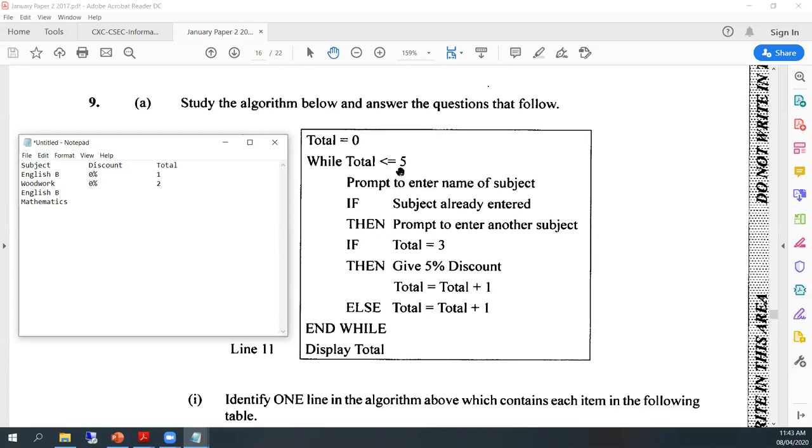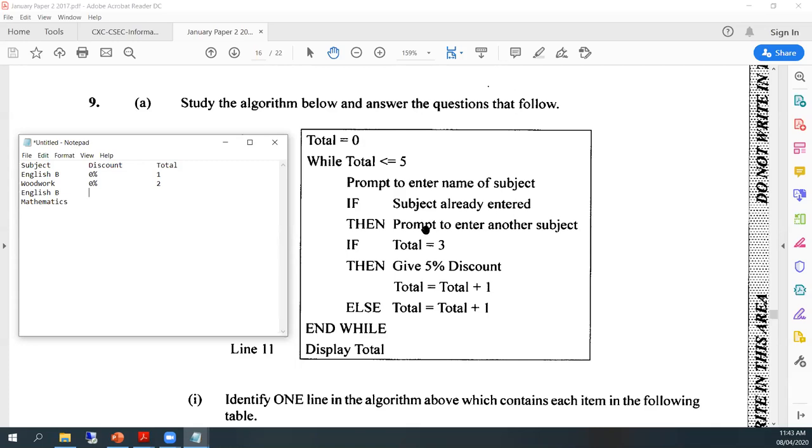Then we go back to the beginning of the loop. Total is less than or equal to five? Yes, it is, now two. Prompt to enter the subject. If the subject is entered already, was English B entered before? English B was entered before, and therefore you're going to prompt to enter another subject, so it's going to prompt to enter mathematics.